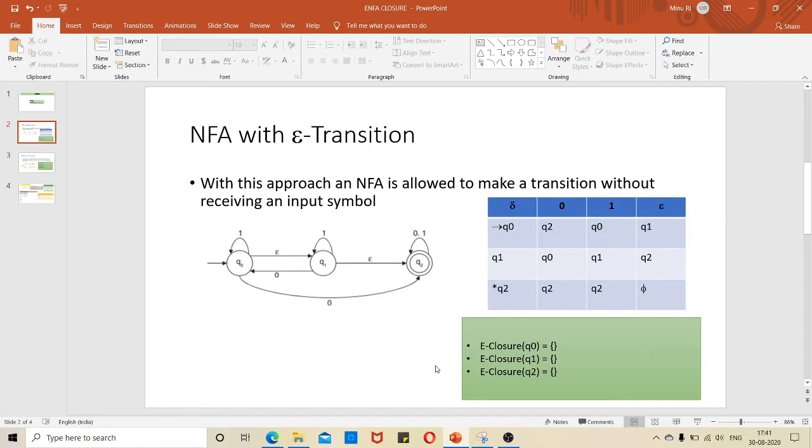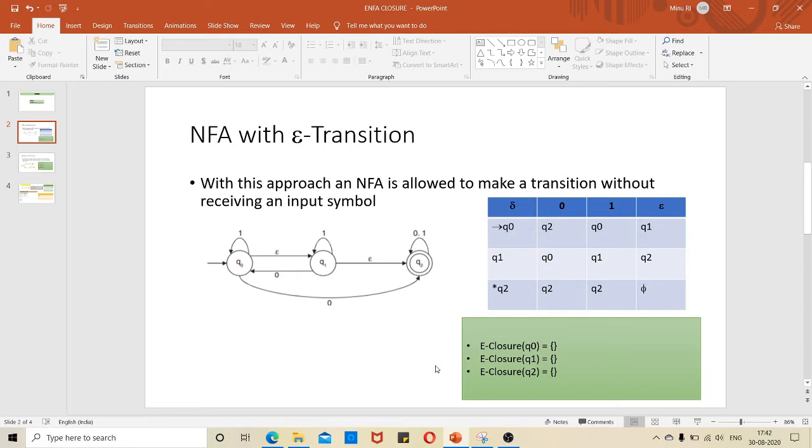Before going to see what is Epsilon NFA, let me give you a small brief about what is NFA. NFA is a non-deterministic finite automata. Finite automata are of two types, deterministic finite automata and non-deterministic finite automata. In deterministic finite automata, for each and every state, for a single input, there will be a single output.